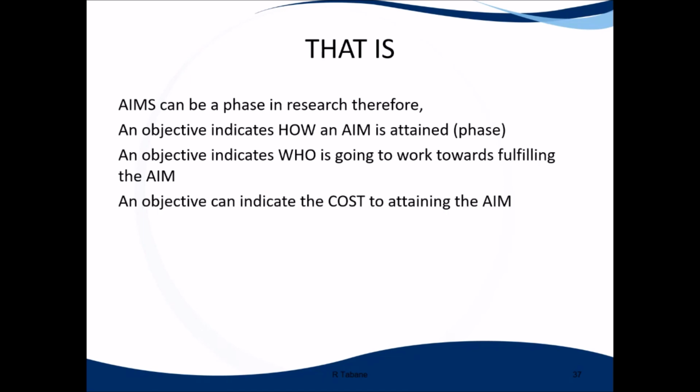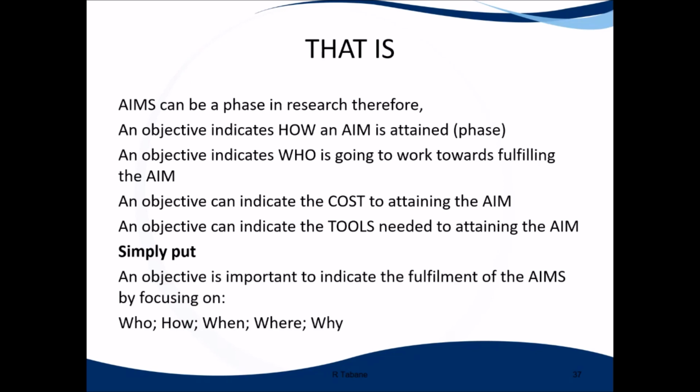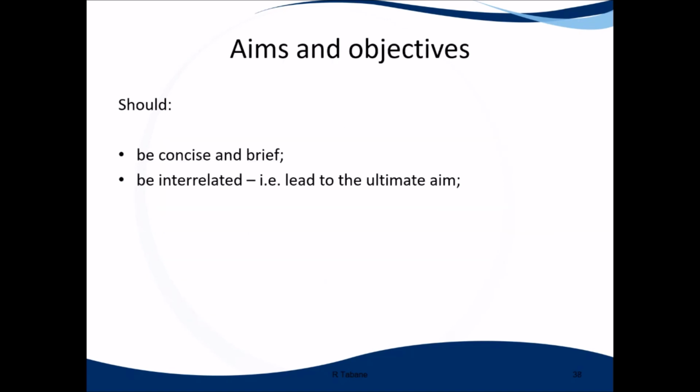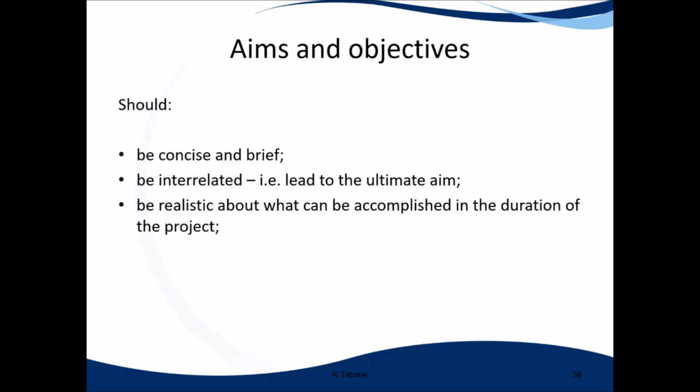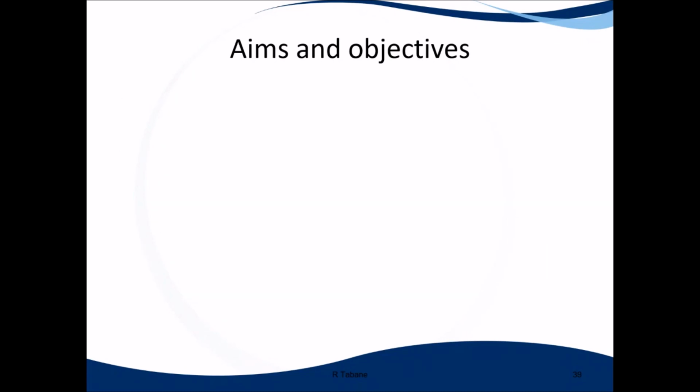Objectives indicate who is going to do the aim, what the costs are to achieve the aim, and what tools are needed to attain the aim. Simply put, an objective is important to indicate fulfillment of the aim, by focusing on your honest men, honest women: who, how, when, where, and why. Both aim and objective should be concise, interrelated, realistic, and indicators of how you are going to approach your literature. They should not be too vague or too ambitious.